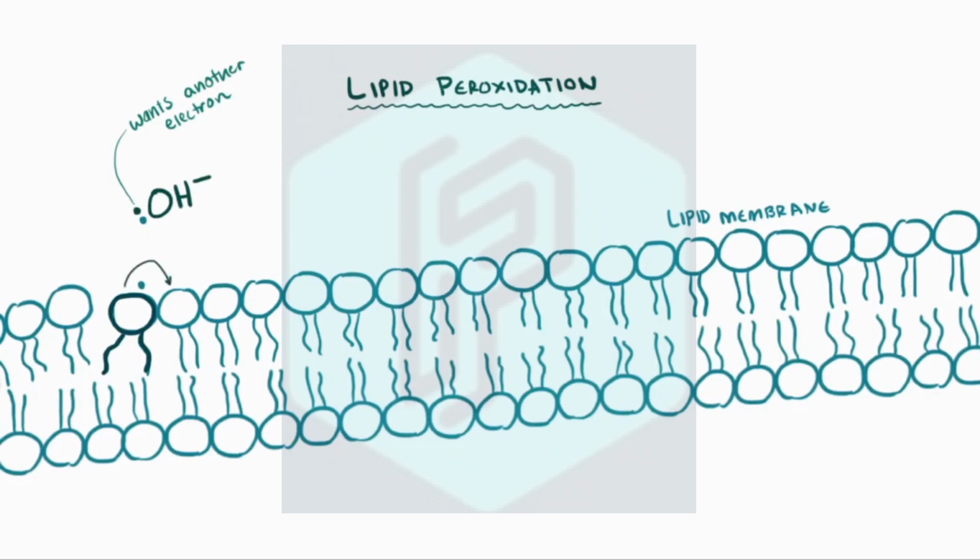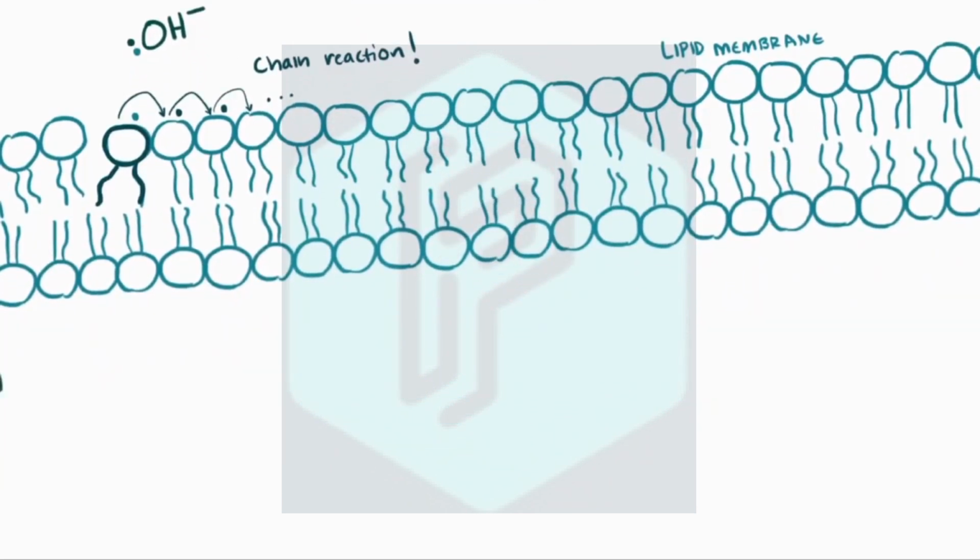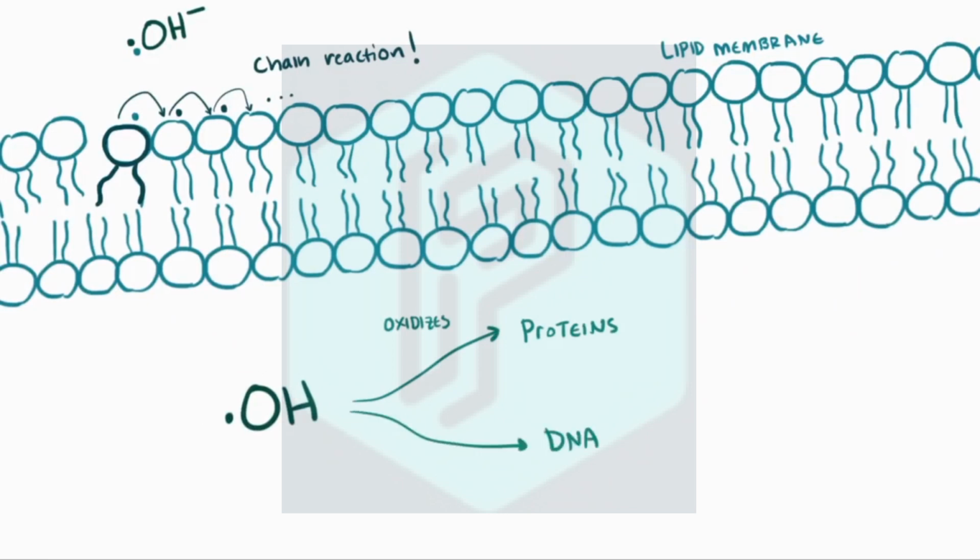And then that lipid, now that it has an unpaired electron, can do the same thing to another lipid, and it can propagate this process in sort of a chain reaction. And as you can imagine, this can hurt the cell membrane and damage the cell as a whole. Free radicals can also oxidize both proteins and DNA inside the cell as well.